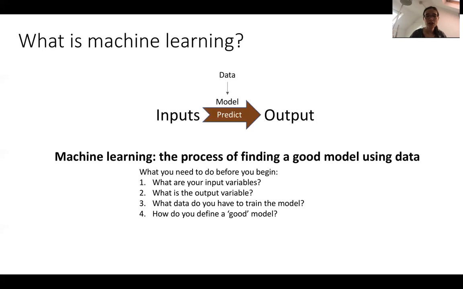Before you begin, you'll need to have an idea of what kind of model you want to build. So you need to decide what input variables you'd expect, what the predicted output would be. Also, you should consider what data you have to train the model. And finally, maybe most importantly, you need to think of a good criteria for evaluating whether your model is good.